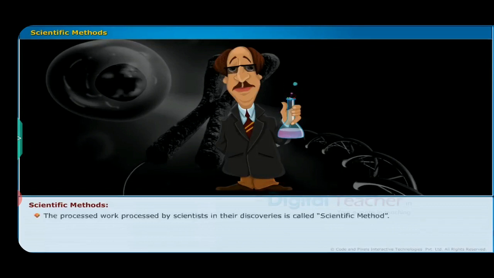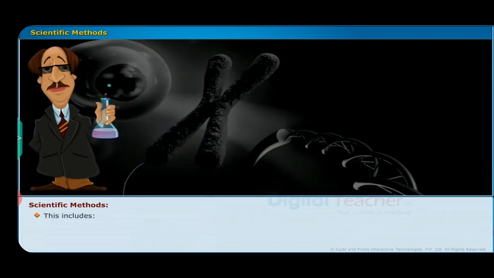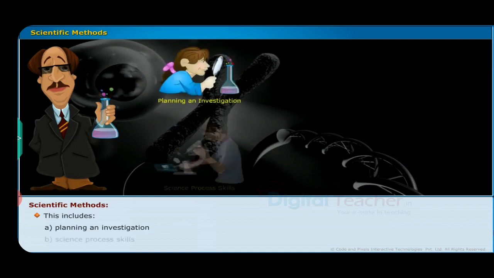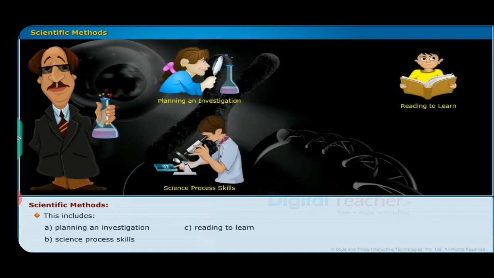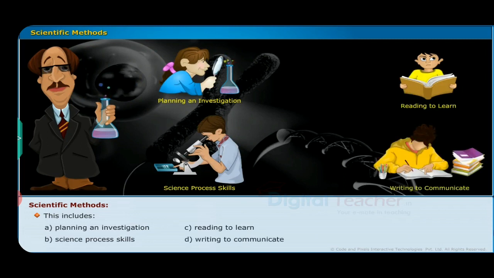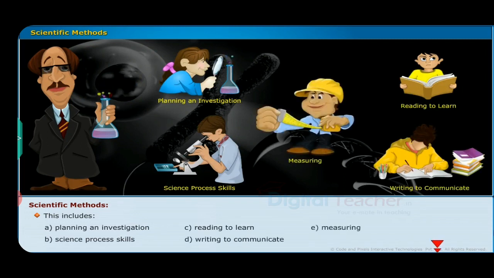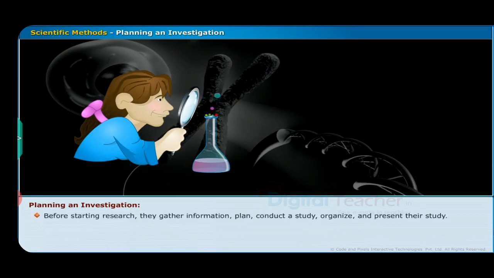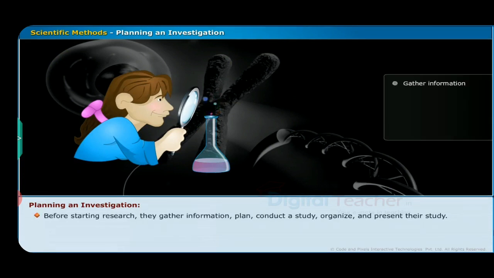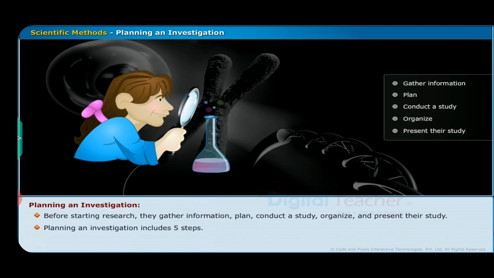Scientific methods. The process worked by scientists in their discoveries is called scientific method. This includes planning and investigation, science process skills, reading to learn, writing to communicate, measuring. Planning and investigation. Before starting research, they gather information, plan, conduct a study, organize, and present their study. Planning and investigation includes 5 steps. Let us study about them.